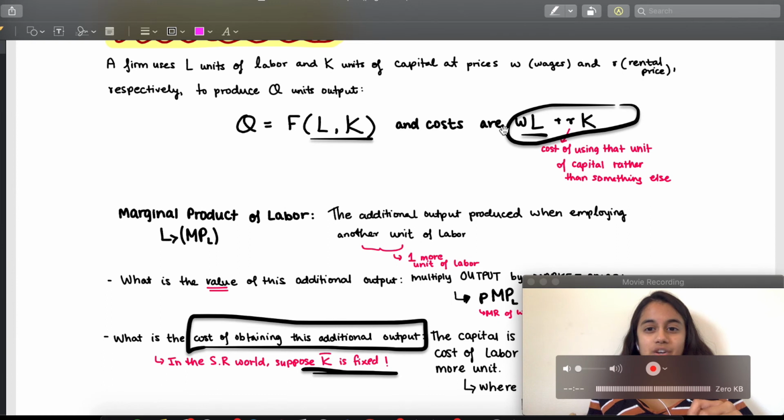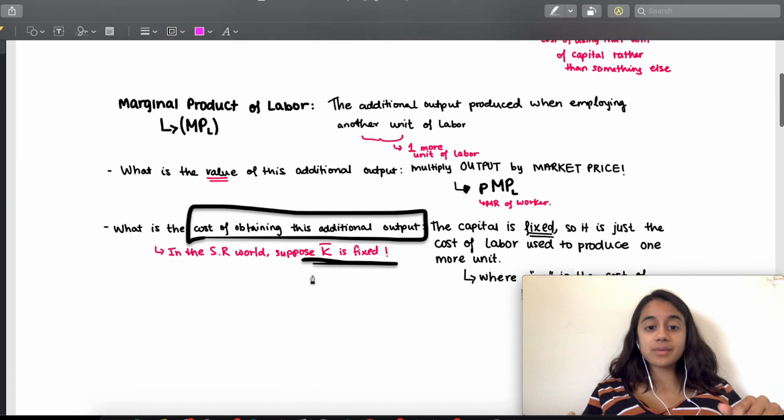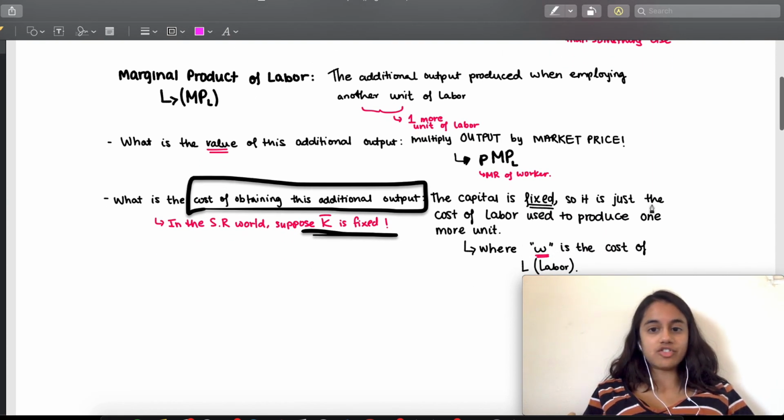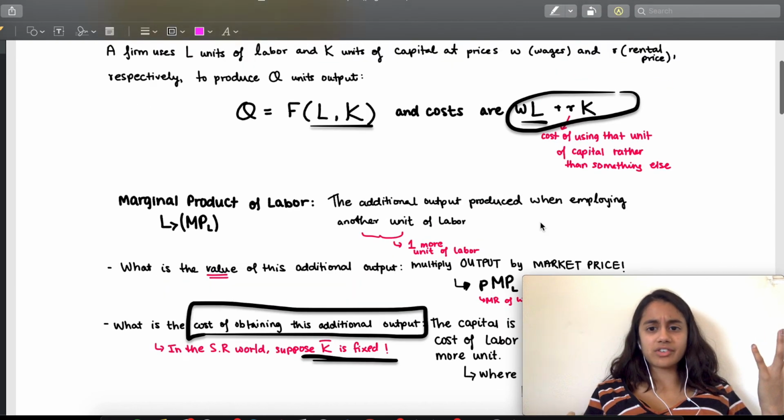And so when we're looking into additional output and additional costs gained, you are not going to think about the fixed cost. You're going to think about what has changed. You're going to think about the variable cost. So what is the cost of obtaining this additional output? Since the capital is fixed, it's just the cost of the labor that is used to produce that one more unit, right? So what is the cost of labor?